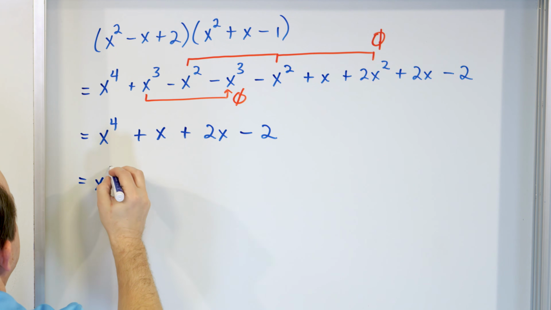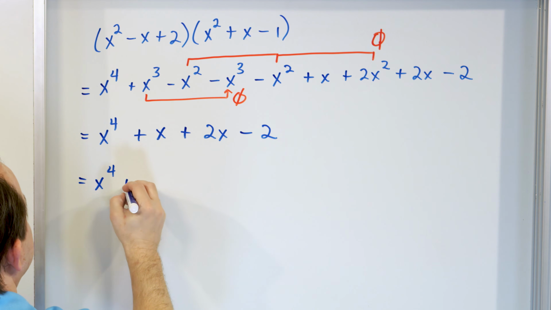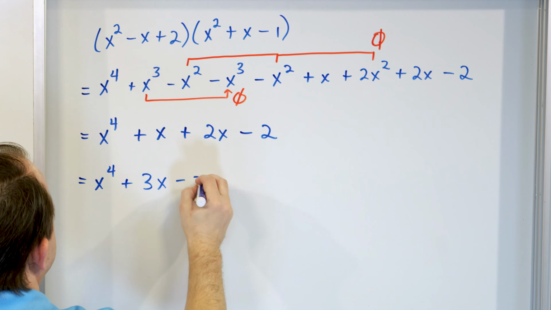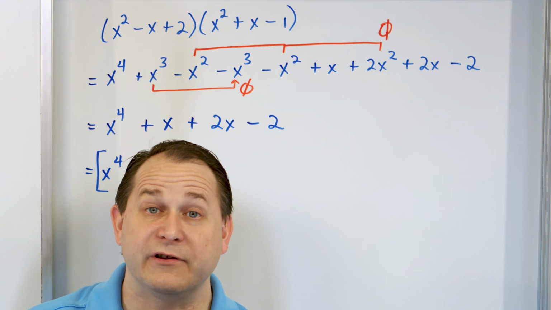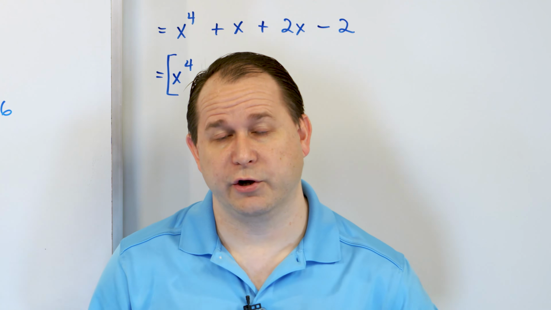Then in our final answer, we just add these. 1 plus 2 is 3, x minus 2. This is the final answer. X to the 4th plus 3x minus 2. So, congratulations. You now know how to multiply polynomials, right?